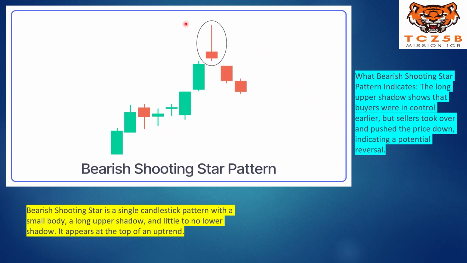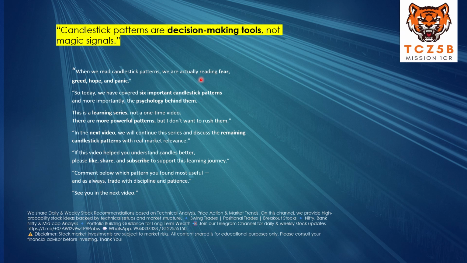So the long upper shadow shows that buyers were in control earlier, but sellers took over and pushed the price down. So this is clearly indicating a potential reversal. Anybody can see and tell, but you should know where the formation is and you have to get a confirmation, 2, 3 confirmations. But here we are only speaking on candles, so we'll stick to that. So please understand, candlestick patterns are decision-making tools, not magical signals. So we need 2, 3 confirmations.